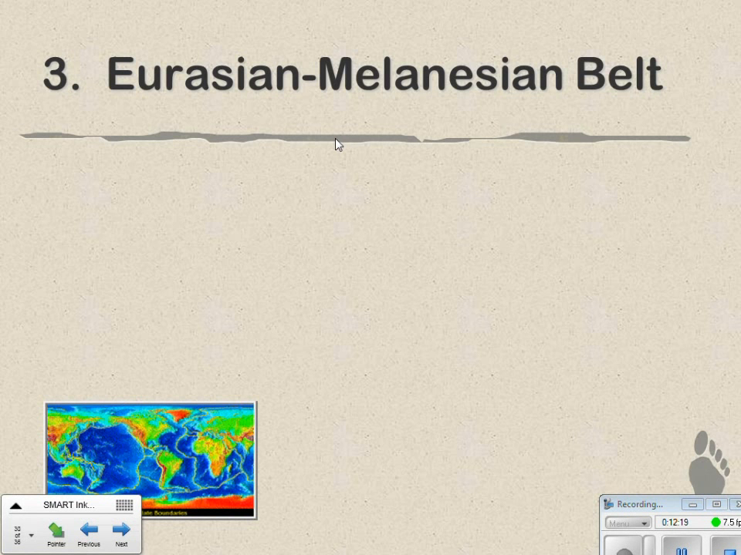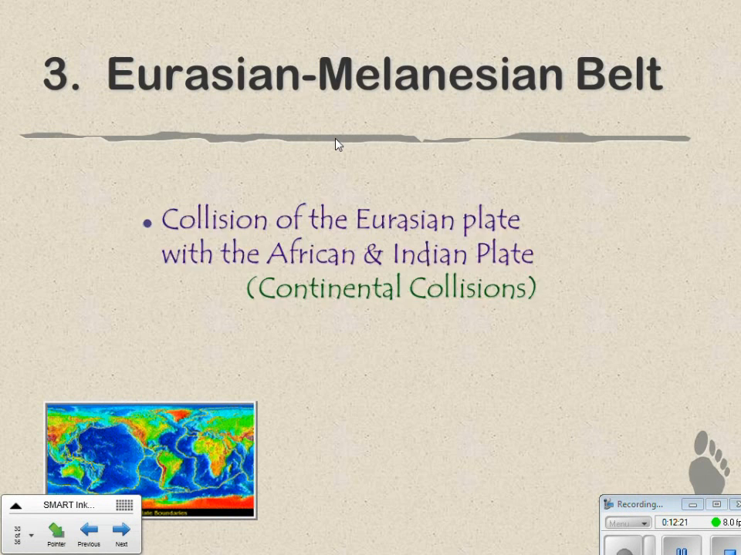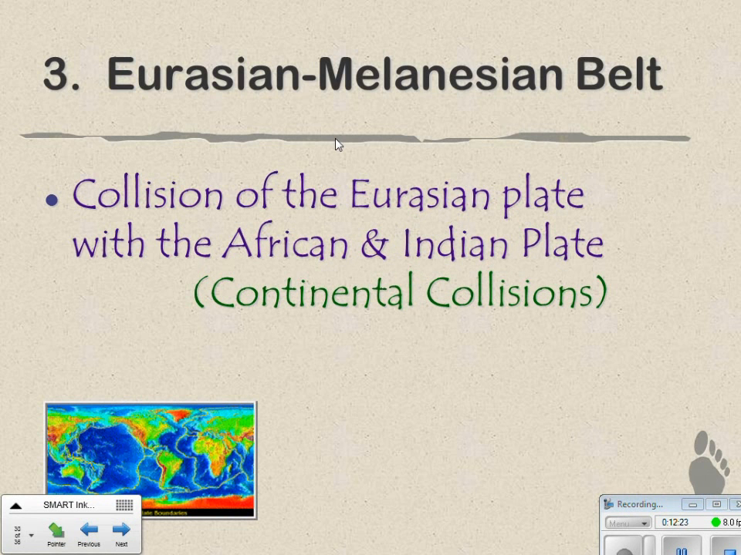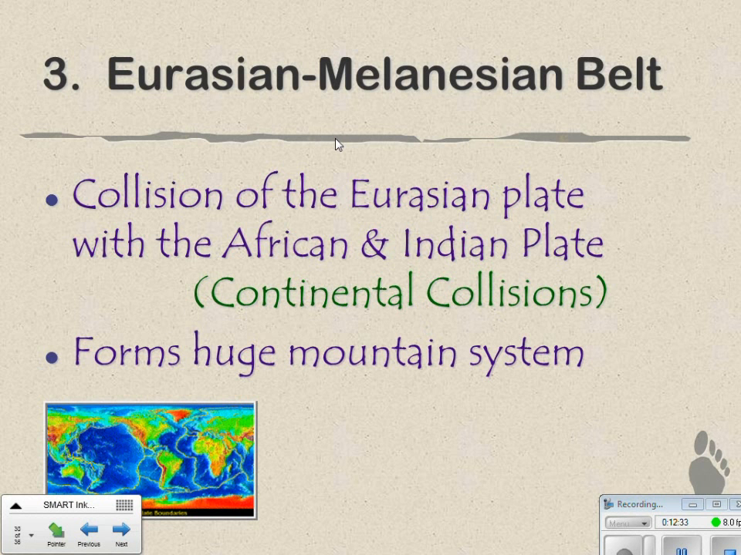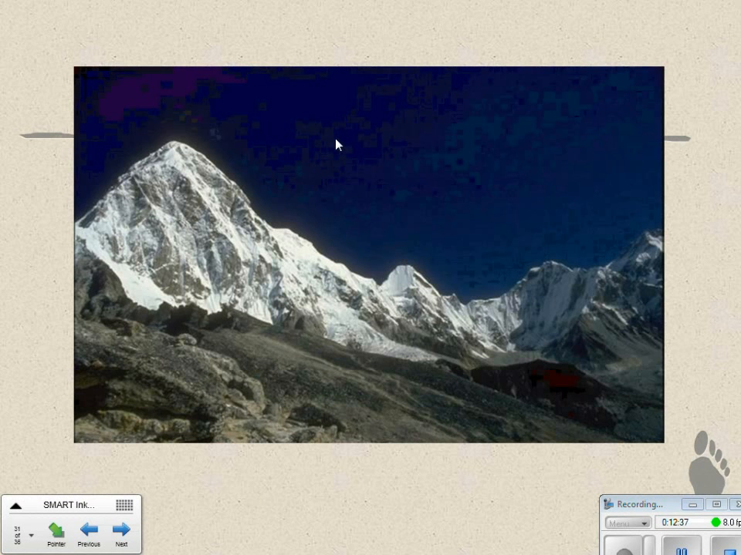And then the Eurasian Melanesian Belt is where the Eurasian plate collides with the African and Indian plates. That's a continental collision. So if continental plates are colliding, we're actually going to make mountains. And that is exactly where Mount Everest is. And that's a picture of it right there.